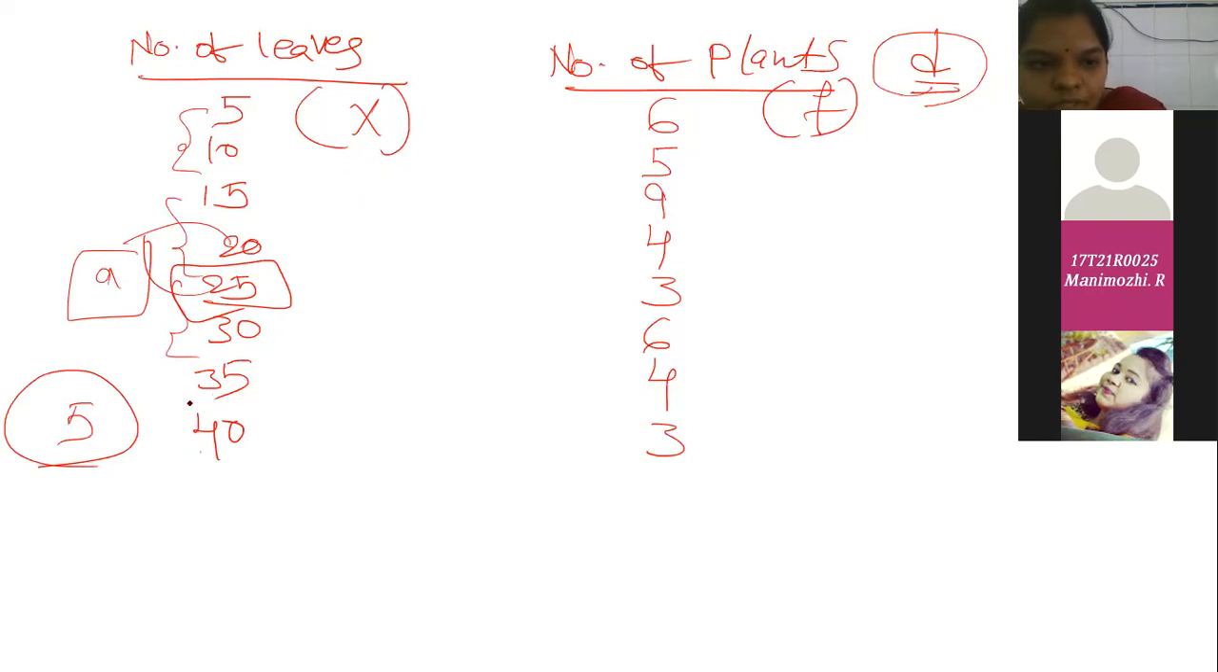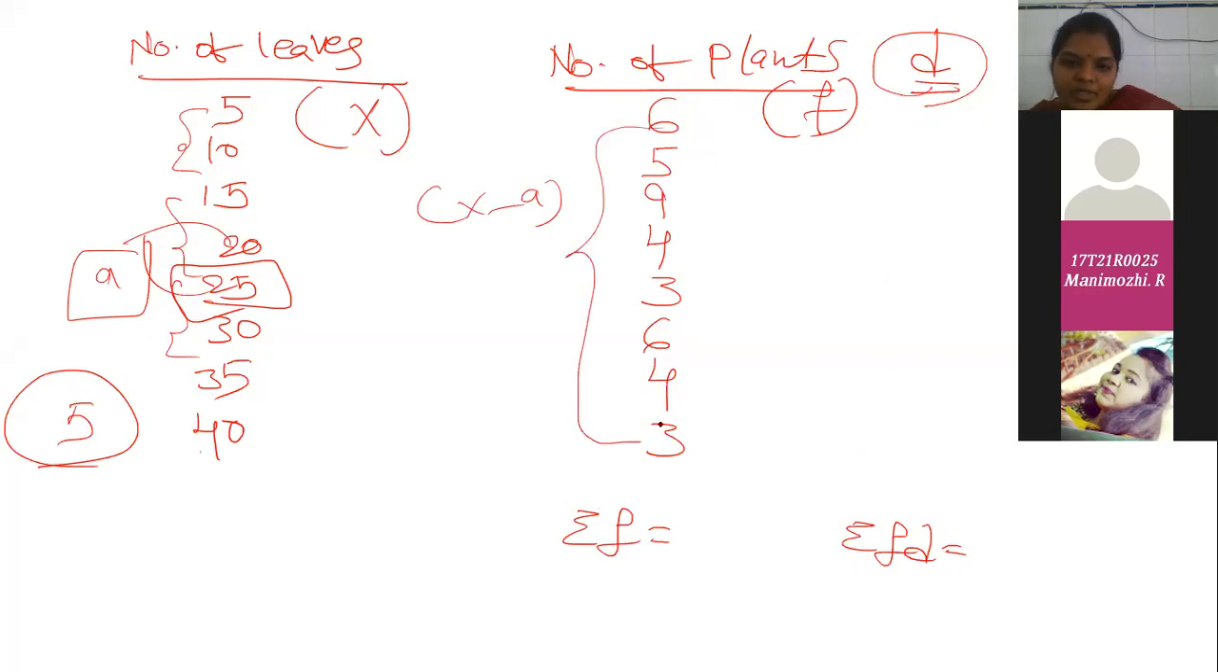Ma'am, a small doubt. Can we take a small number for better calculation? No problem, whatever the number, you can select it. For the assumed mean, you can select any one of the numbers, and make 4 columns: X, F, D, FD. How will you get D? X minus A. Calculate all the D values. Then you get sigma F, and in the last column sigma FD. Sigma F means summation of all the numbers. Sigma FD means summation of all the numbers.